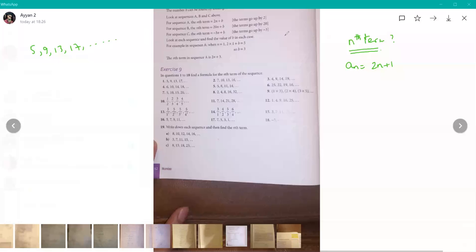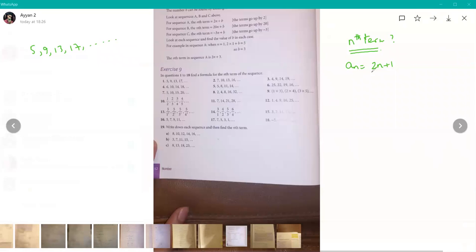Okay, I'm going to tell you how to find the nth term of a given sequence up to the O-level. Like if you look at these questions where you have to find the nth term. Before we go into the method of finding the nth term, we have to know what this nth term is. Let me tell you about that first.